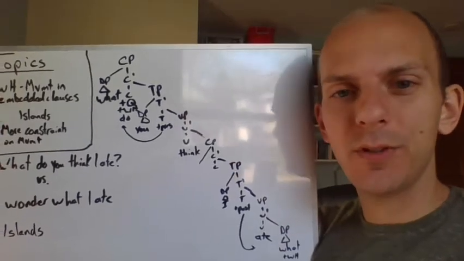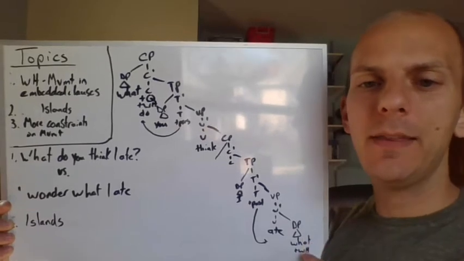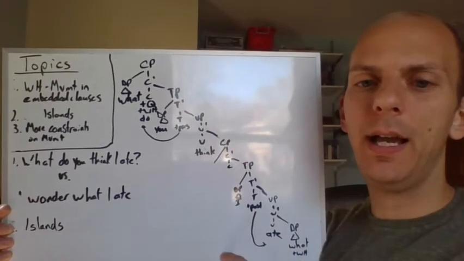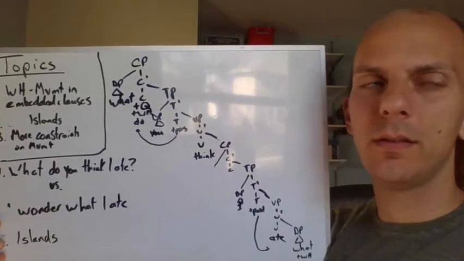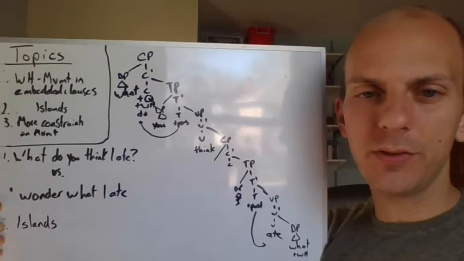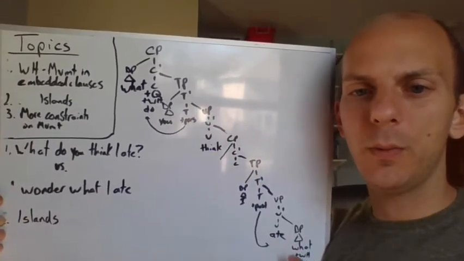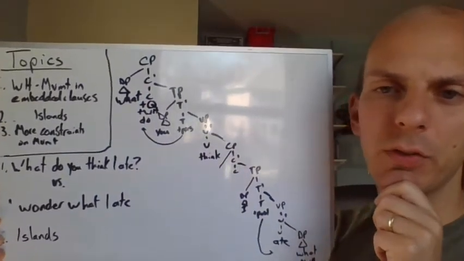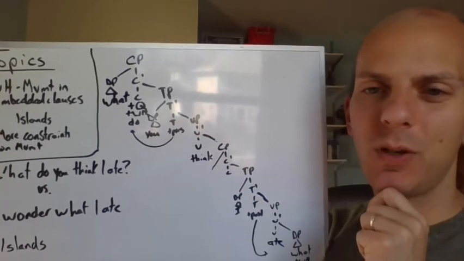But there's one more question remaining that we have to take care of. Is the path of movement of this what? Does it go there in one fell swoop, all the way from the bottom, all the way to the top, or does it go anywhere first? And if so, where would it go?